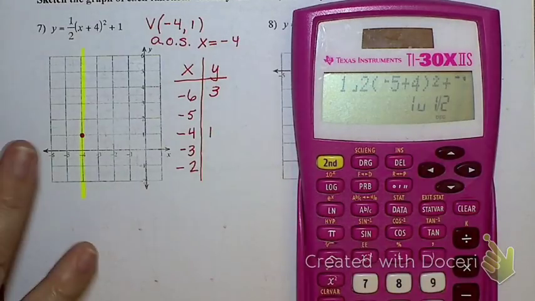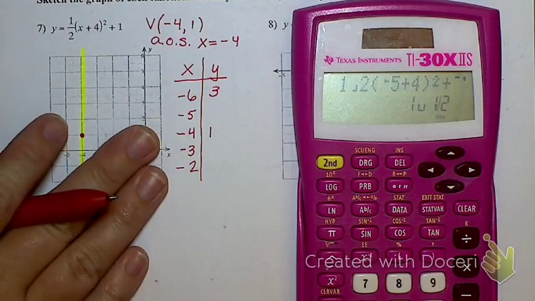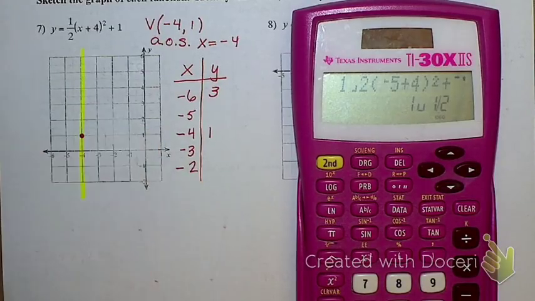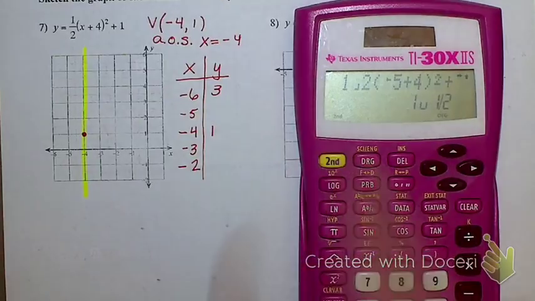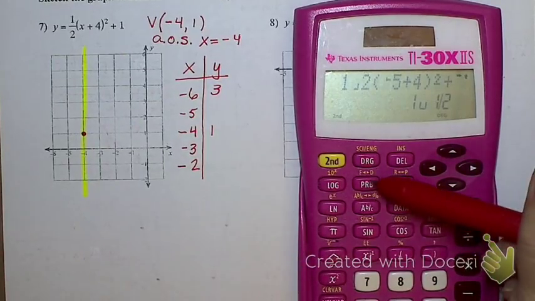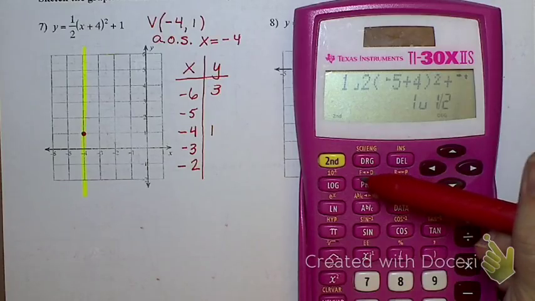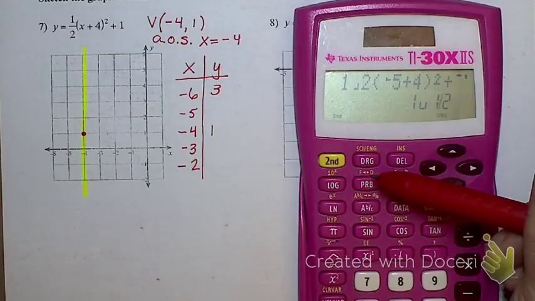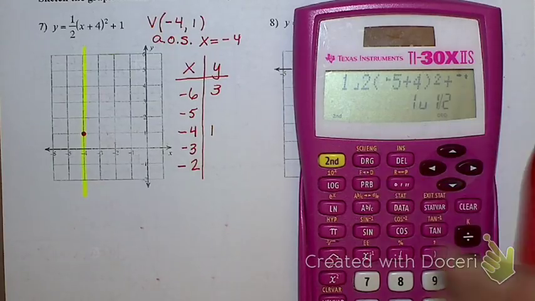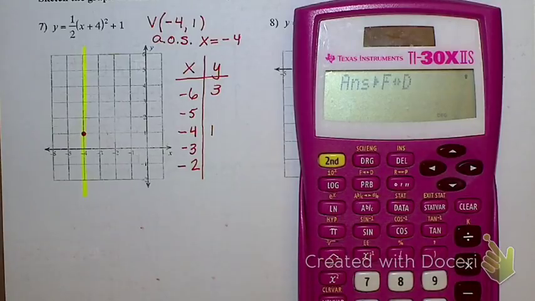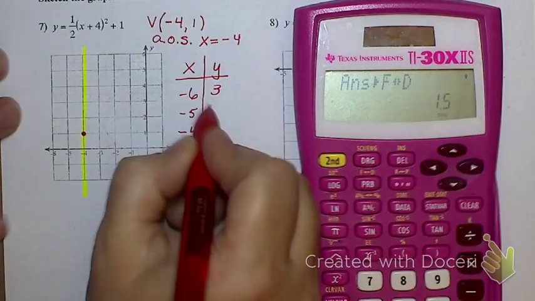I want to use that as a decimal in my chart because decimals make more sense when you're graphing. So I'm going to hit second, and then this PRB button because I'm trying to get up to where it says F arrow D. That right there means it's going to change my answer from a fraction to a decimal. It will also change a decimal answer to a fraction. It'll go back and forth. So I want that one, and I get 1.5.